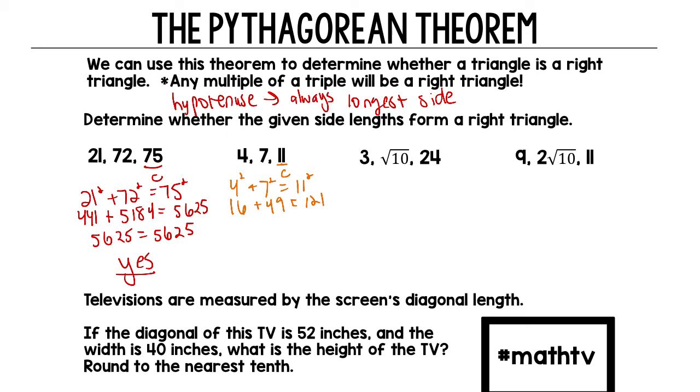Well, 16 and 49 is 65. And that, in fact, does not equal 121. So the answer here is no. It is not possible for these to be a right triangle.